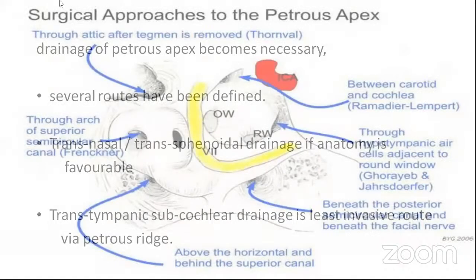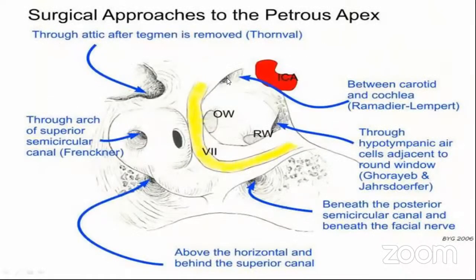These are the different surgical approaches to the petrous apex. Here you can see it's between the carotid and cochlea. That is called the Ramadier-Lempert approach, which is subcochlear. And then you have the approach through the hypotympanic cells. This is another approach. And then above the horizontal, behind the superior canal, the subarcuate approach.